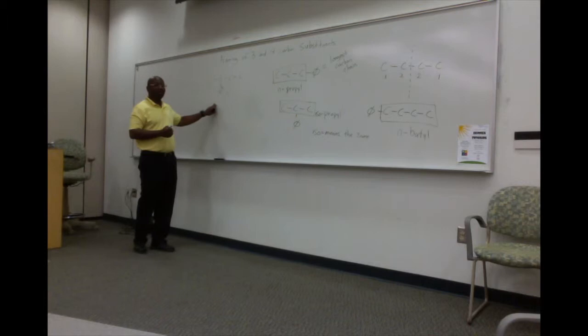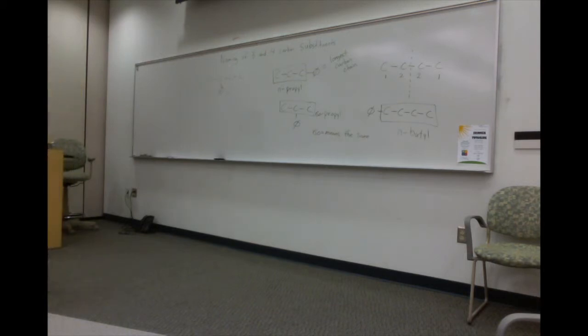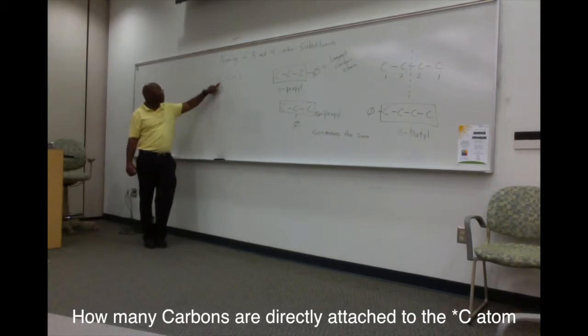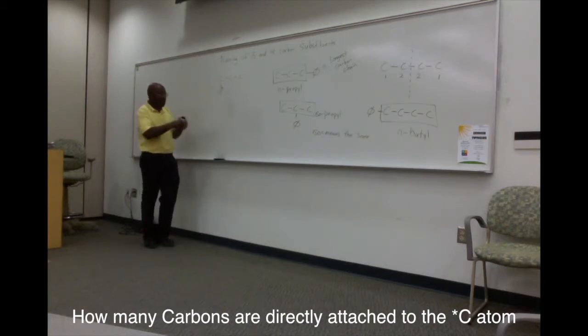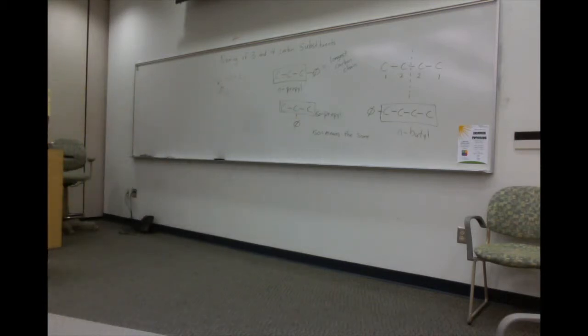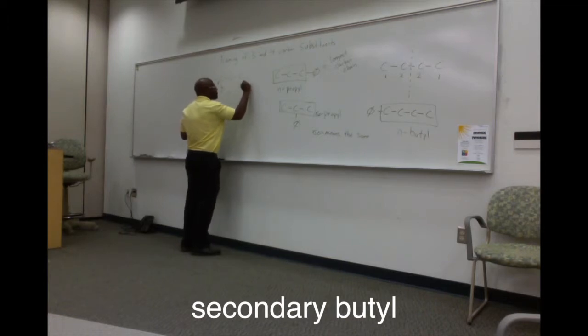To answer this, you've got to go back to elementary school. What did elementary school have to do with naming this molecule? To figure out the name of the molecule, we're going to find the longest carbon chain, and find the carbon in our butyl group that the longest carbon chain is attached to. How many carbons are directly attached to that carbon atom? Not talking about the longest carbon chain. How many carbons are directly attached to a star carbon atom? Two. What grade are you in when you're in grade two? Second. This refers to a secondary butyl, or sec-butyl.